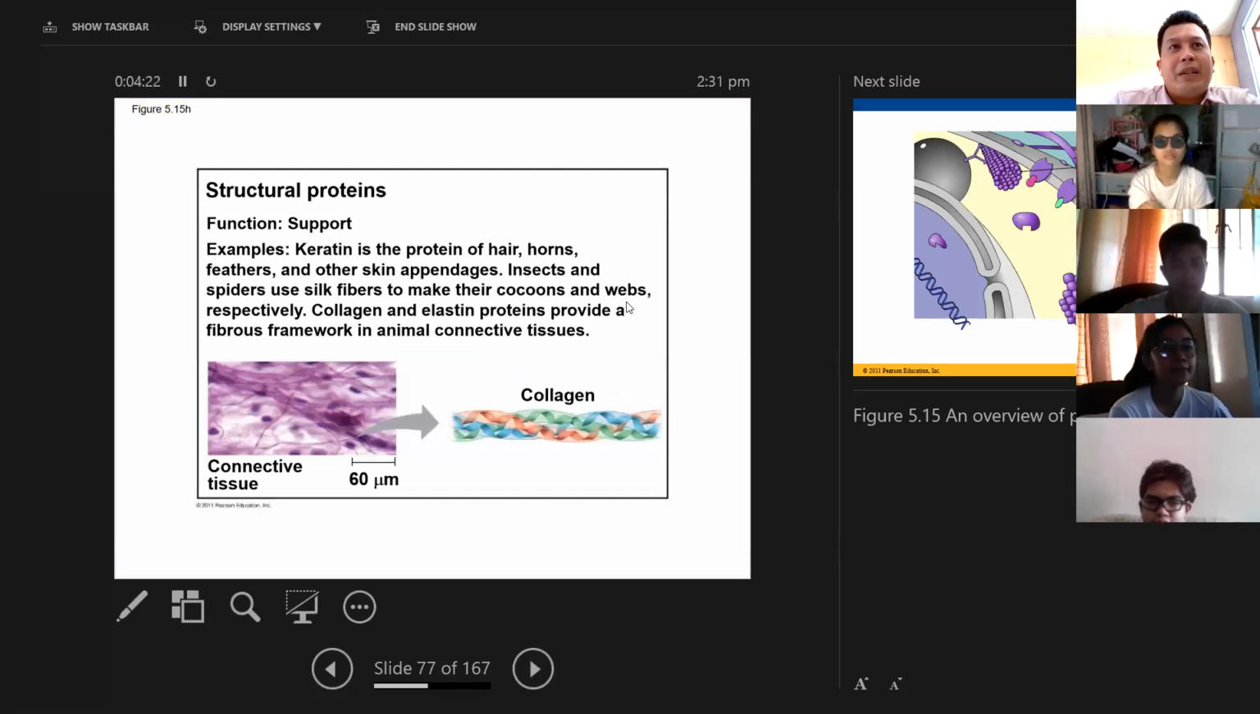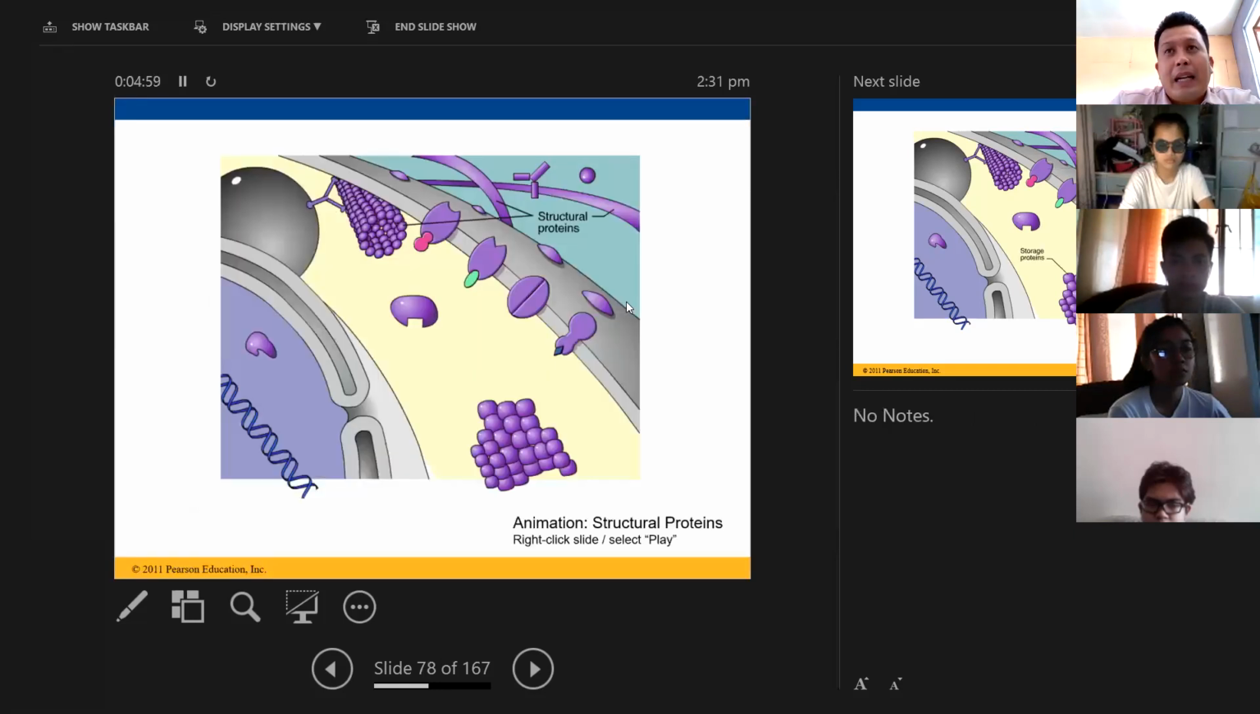Structural proteins, I did mention a while ago. Keratin for hair, horns, feathers, skins, appendages, and the like. Collagen is for tendons, and then elastin is for skins to become elastic, such that it will prevent the tearing of the skin. Also, silk fibers and cocoons are highly made of keratin. Here are structural proteins: microtubules and microfilaments.